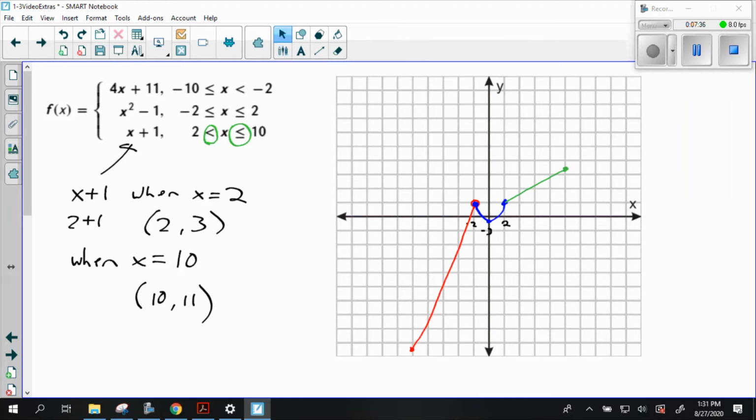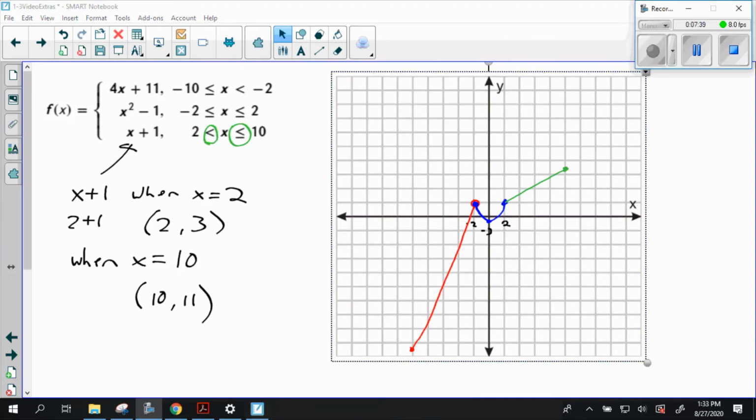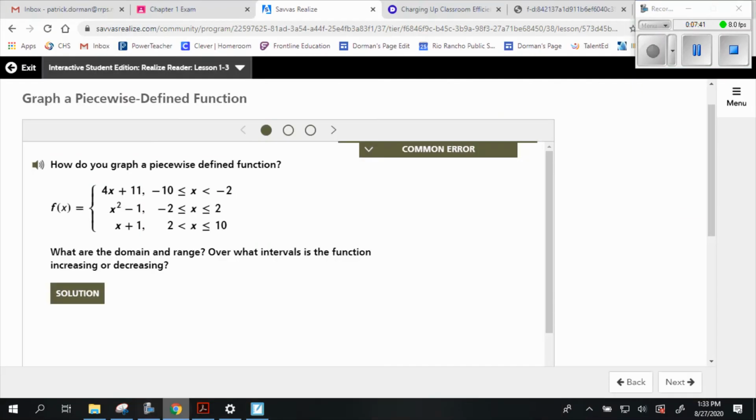All right, so going back over to our Sava's Interactive Student Edition. I'm looking at this, and we're being asked what the domain and range is, and over what interval the function is increasing and decreasing. So I said we're going to keep it going, but we're not. We're going to go back to this. We got to talk about domain and range, and over what intervals the function is increasing or decreasing.